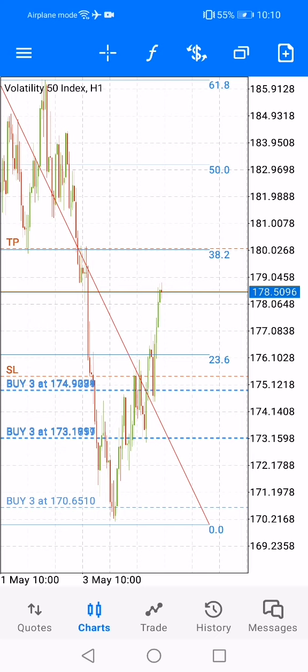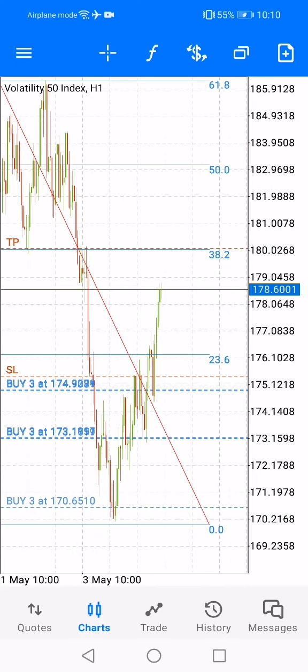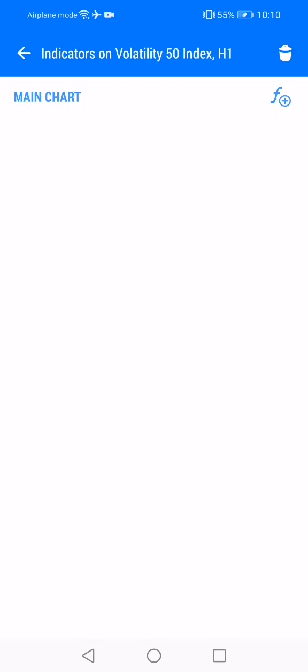Today I'm going to share with you a very simple but profitable strategy that you can use to trade volatilities. You can use the strategy to trade volatility 10, 25, 50, 75, 100, 150, all volatilities, okay? So this strategy uses three indicators.